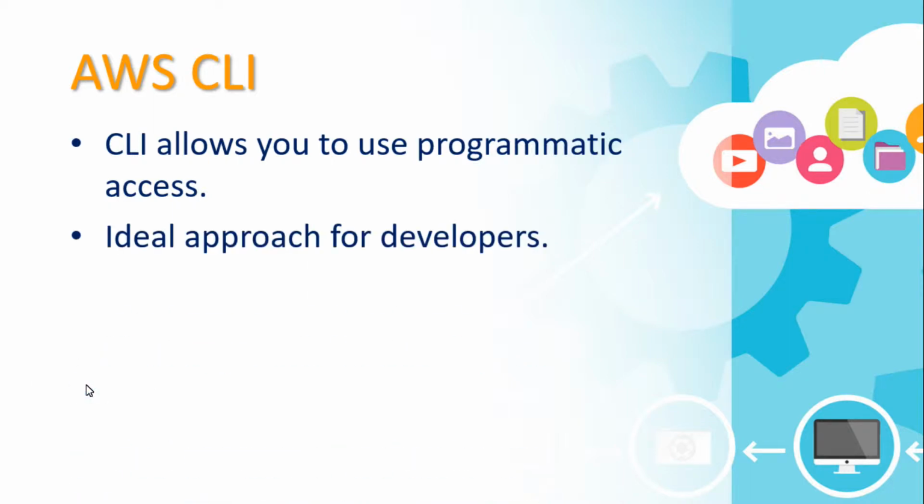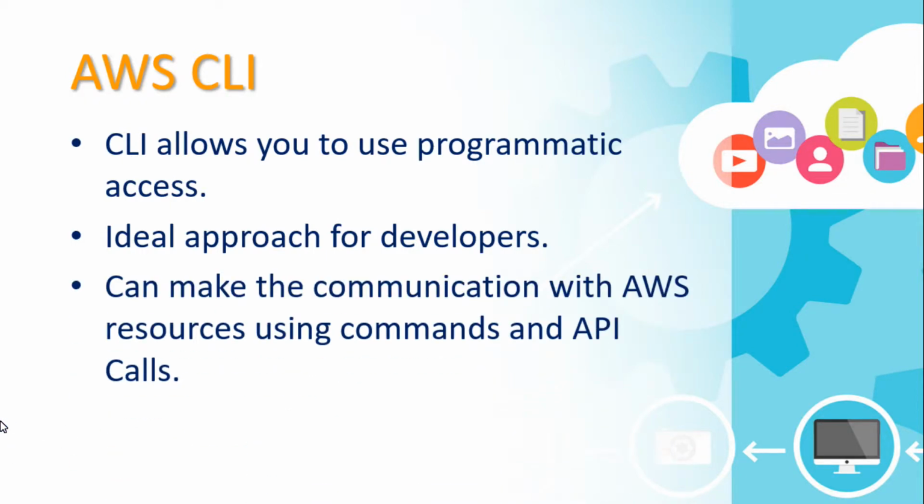It is an ideal approach for developers. Why is it an ideal approach? Because developers are developing their applications and most of the time they are dealing with API calls. So to make the proper communication from the API calls to the AWS resources, command line interface is the best suited way. And you can make the communication with the AWS resources using command line and API calls. So let's see how we can install it and how we can access the AWS CLI on the Windows machine.